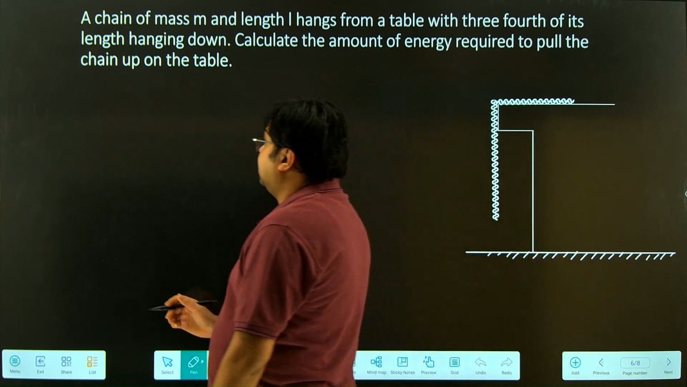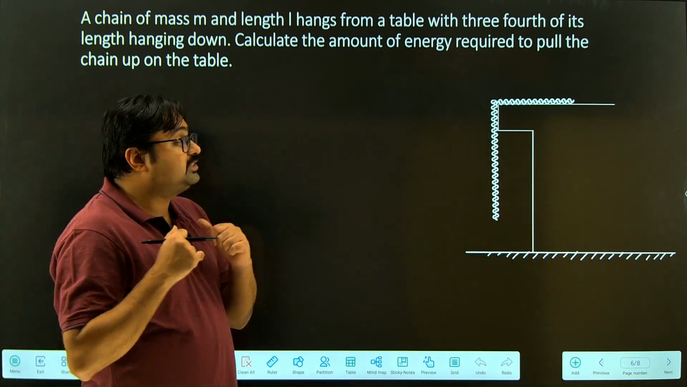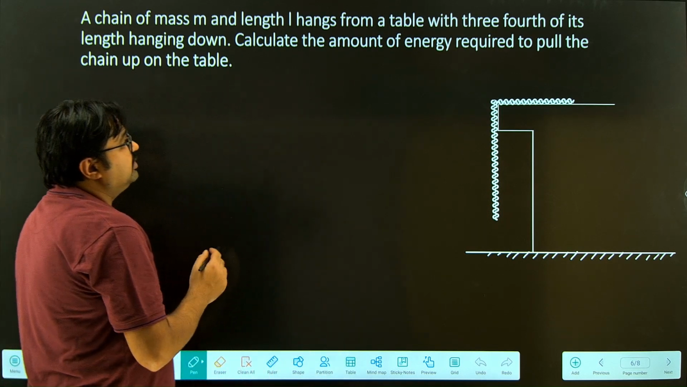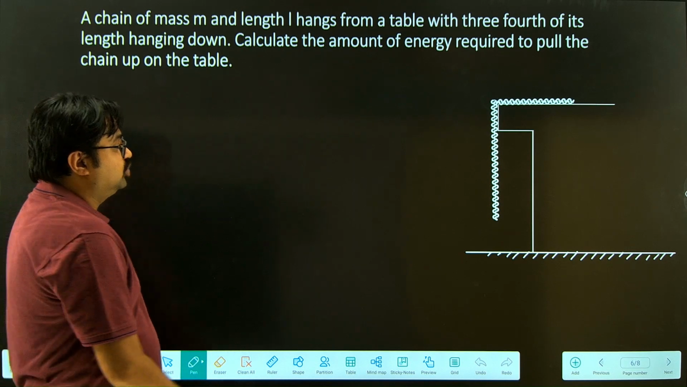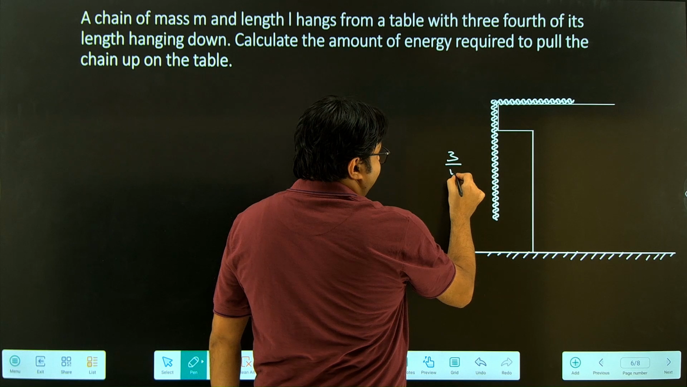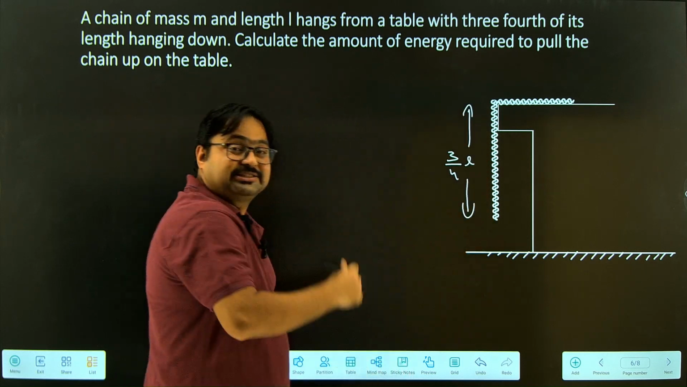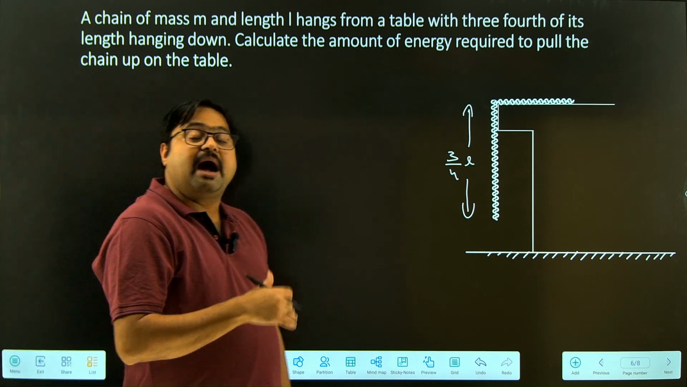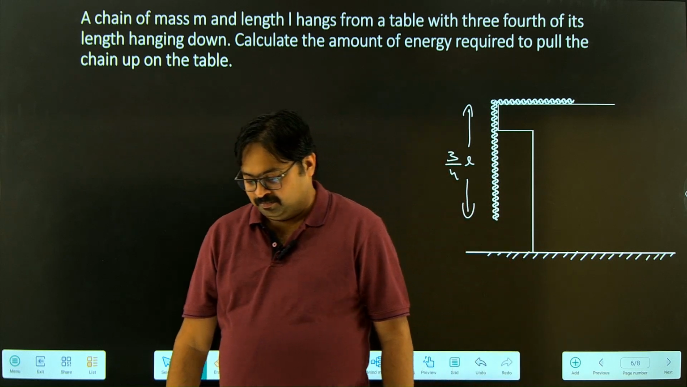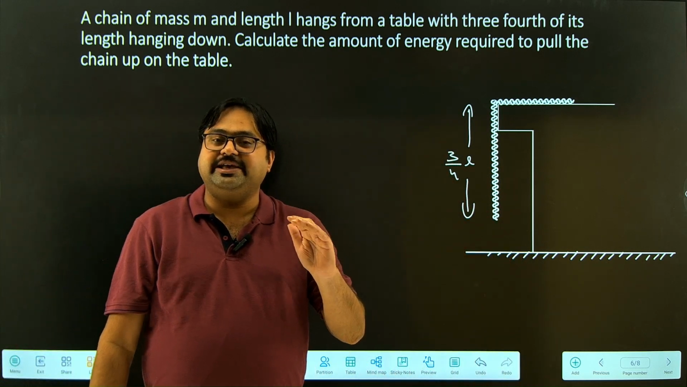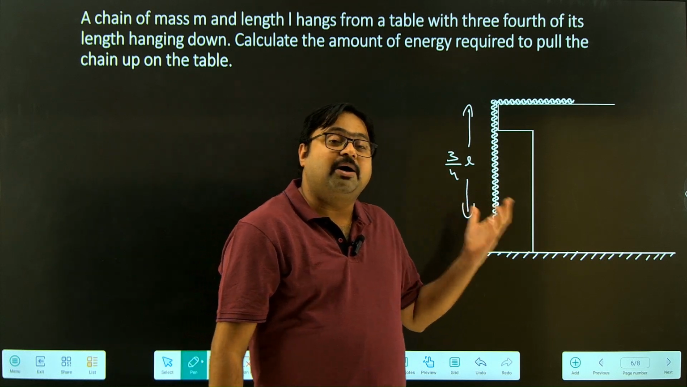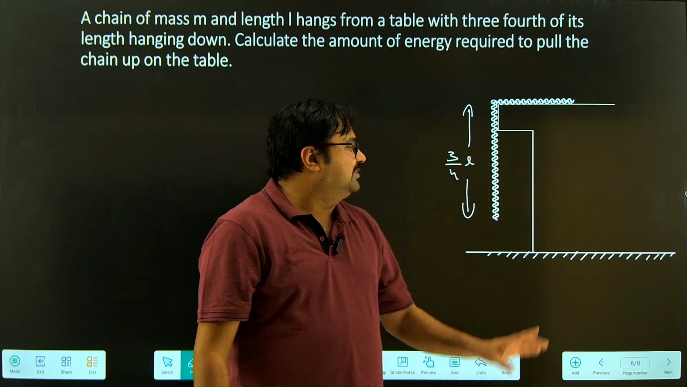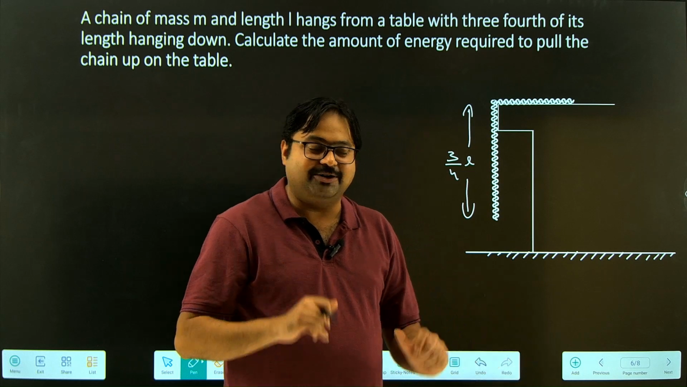Going further, I have another question, but this is related to potential energy. A chain of mass m and length L hangs from a table with 3/4 of its length hanging down. So this length of the chain, by the way, is 3/4 of the total length. Calculate the amount of energy required to pull the chain up the table. That's the question. Now, to begin with, to make everything easy for myself, I will say that the amount of energy associated with the chain as such is 0. The initial energy right now associated with it is 0.